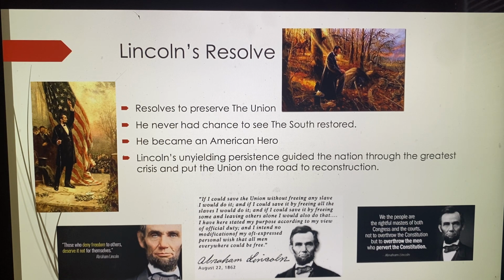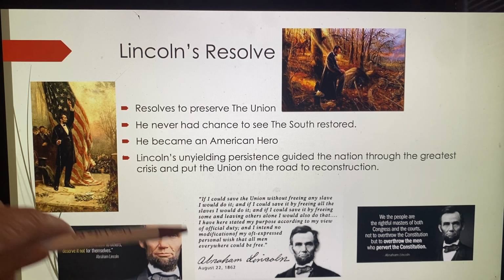Lincoln's unyielding persistence guided the nation through the greatest crisis in the history of the nation and put the Union on the road to Reconstruction. So a few things he said here. We the people are the righteous masters of both Congress and the courts, not to overthrow the Constitution, but to overthrow the men who pervert the Constitution. So he was very much in support of the Constitution. And here's another: those who would deny freedom to others deserve it not for themselves. So he believed in free people, free from slavery.